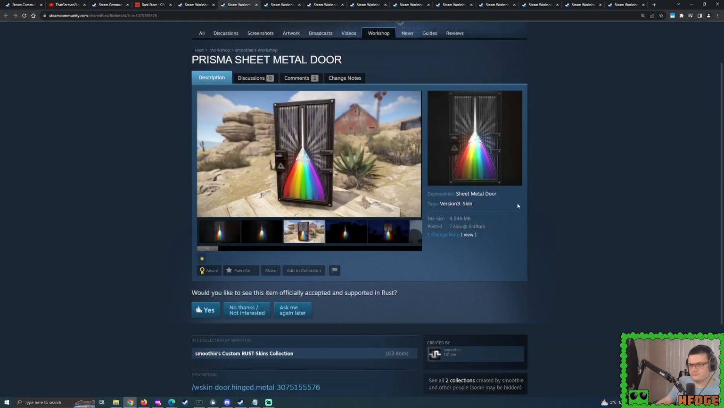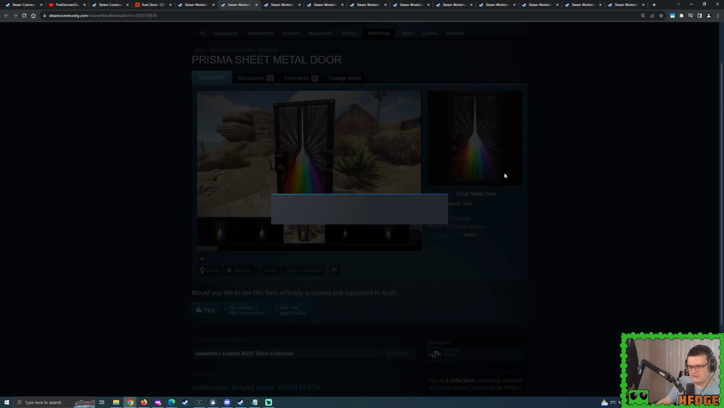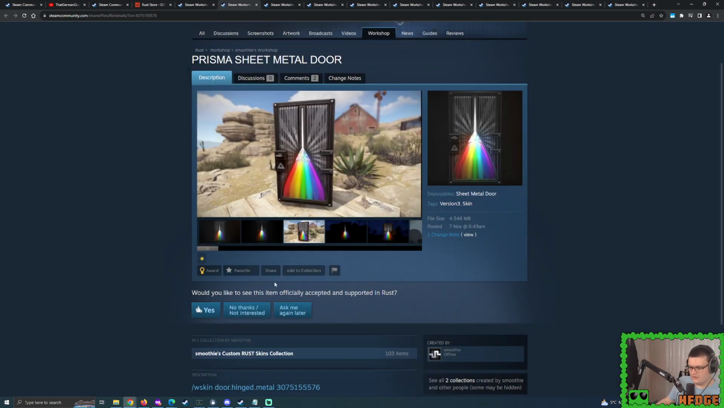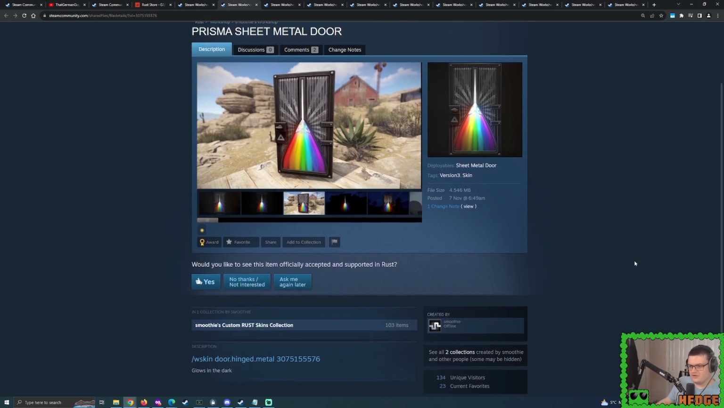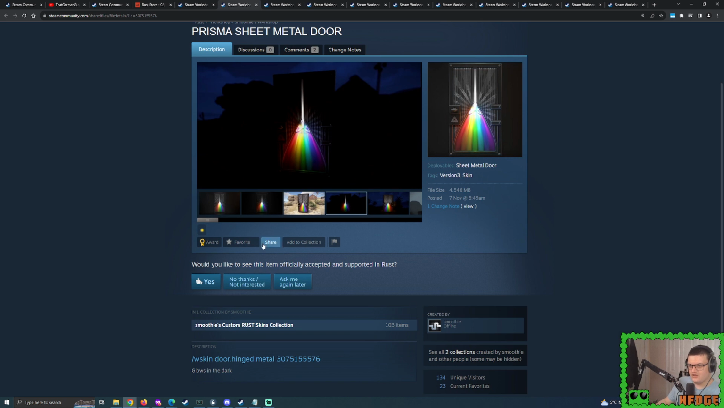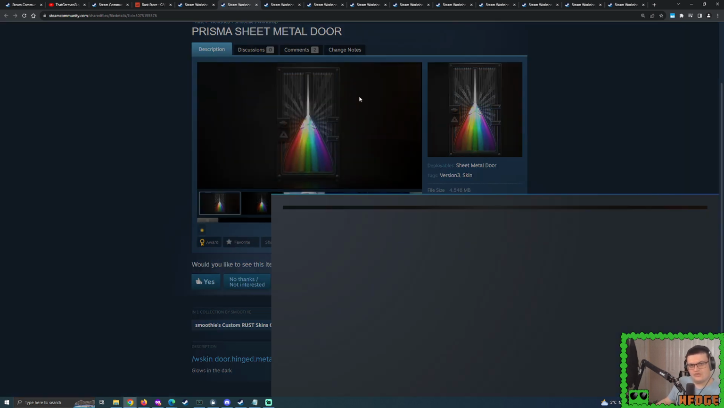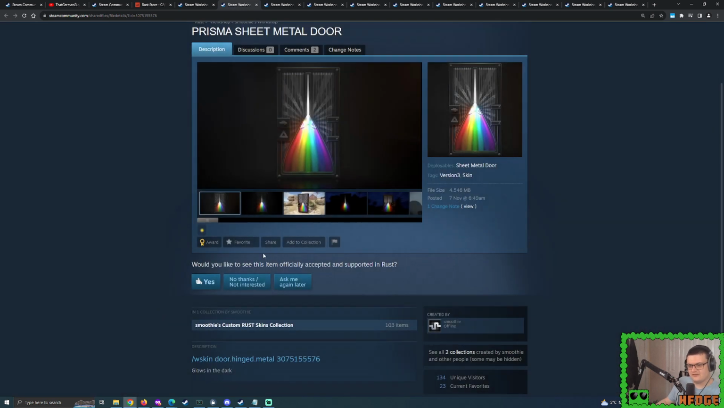Okay, well, this is the Prisma sheet metal door. Get a Google of this. Very nice, very cool. Yeah. Alright, Smoothie. Seems you're taking a break from the likes of your dungeon and your altar relic collection. Let's see if you return to that next week. But in the meantime, it's gone ahead and produced this. And if you like what you see right there, please consider voting yes or no.